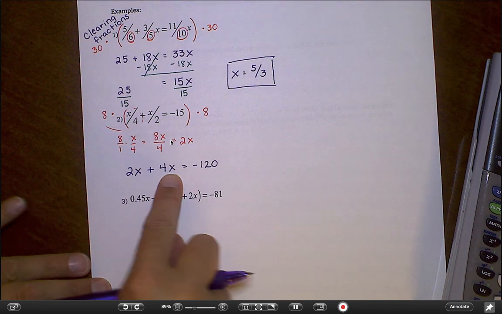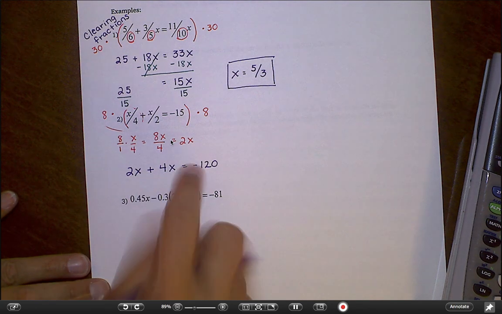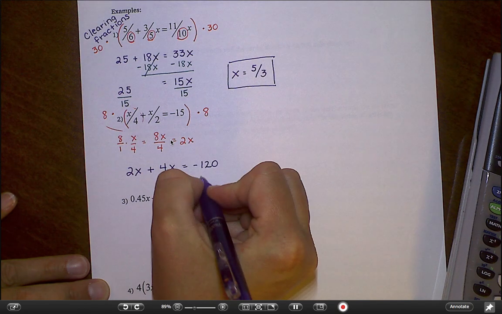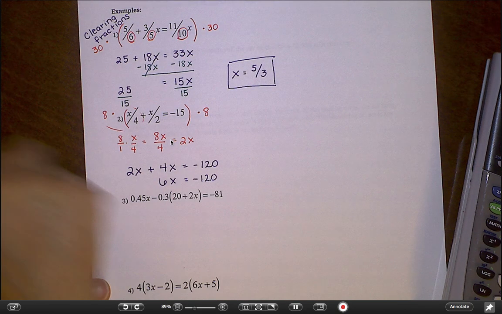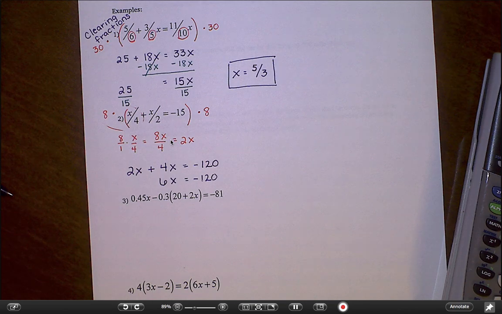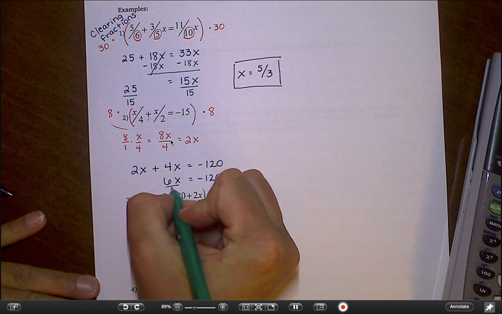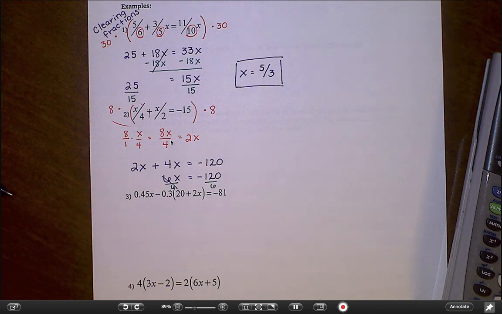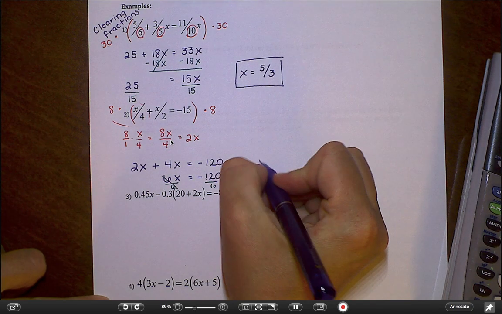Okay. This gives me 6x, and I can just put those two together because they're on the same side of the equal. So 6x equals negative 120. And then I'm going to divide by the 6 to get rid of it. And we're left with negative 20, I believe.